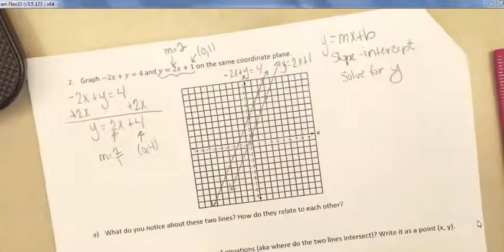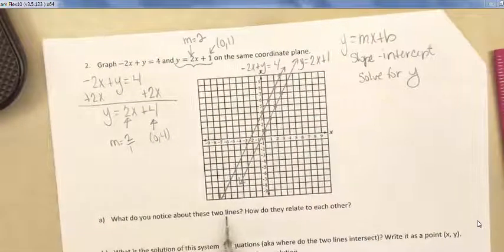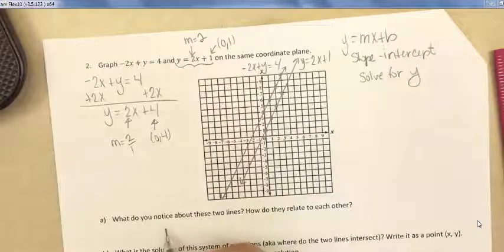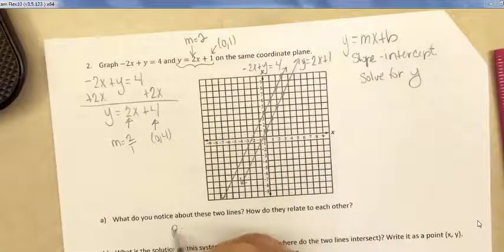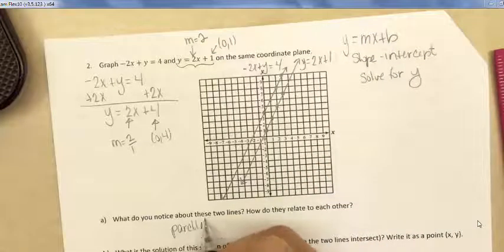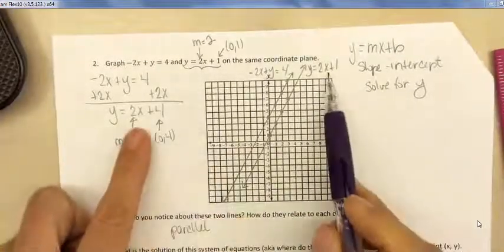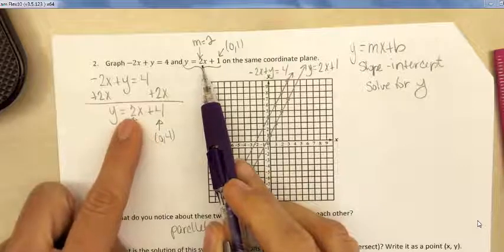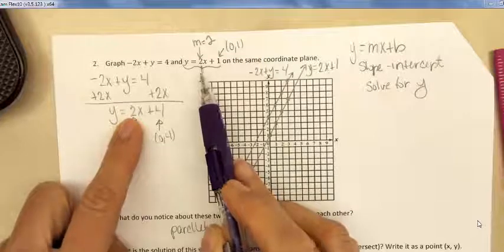Well, darn it, they didn't intersect. So is there any solution here to this system of equations? What do you notice about these two lines? How do they relate to each other? I notice that these two lines on the graph are parallel. If I look at them both in slope-intercept form, what do you notice? Parallel lines have the same slope. We've talked about this before, right? So these have the same slope.